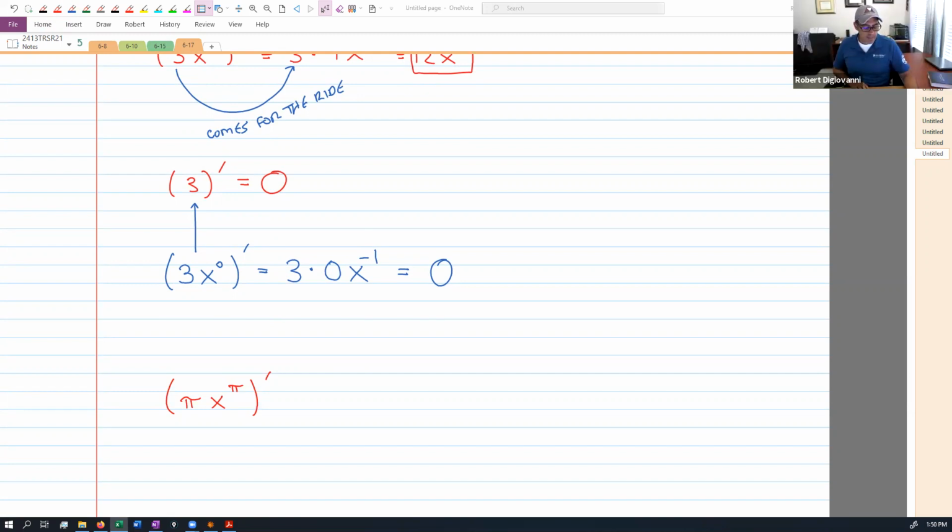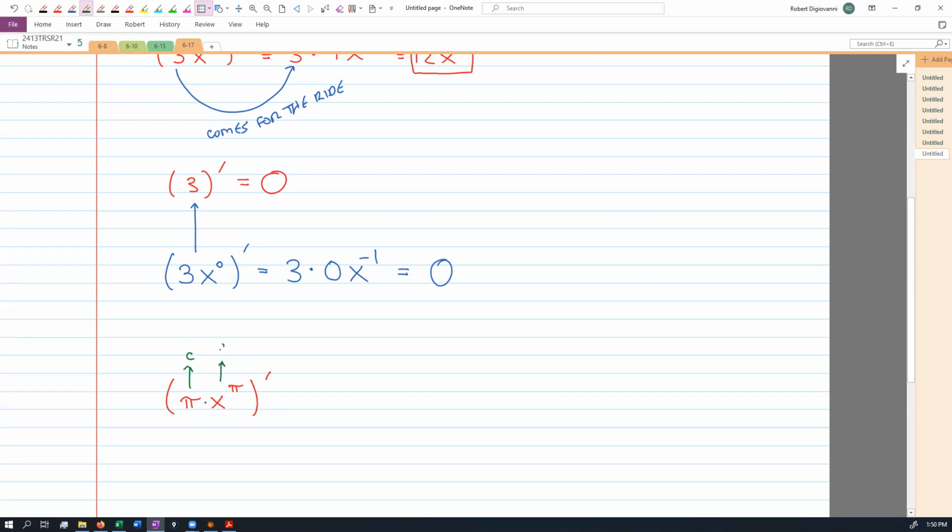Okay, so Daniela, do you see that we have a constant? Pi is a constant, right? Pi is just a number, everyone? Times, this is some function of x.